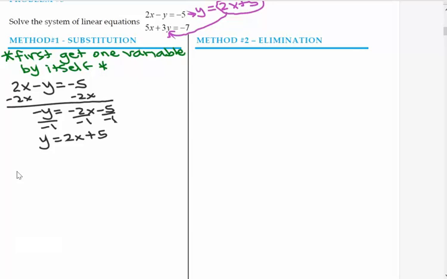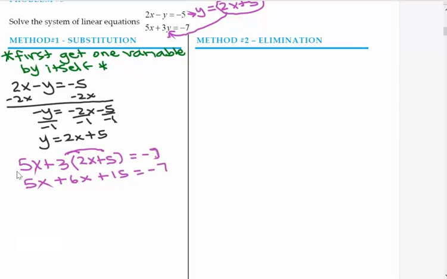So I'm going to have 5x plus 3, and then instead of putting y here, I'm going to take out that y, put in parentheses, and inside that I need to put the 2x plus 5. All right, and then I still have equals negative 7, so let's put that on there. All right, and now I need to solve this for x. So let's start by distributing through here. 5x plus 6x plus 15 equals negative 7.